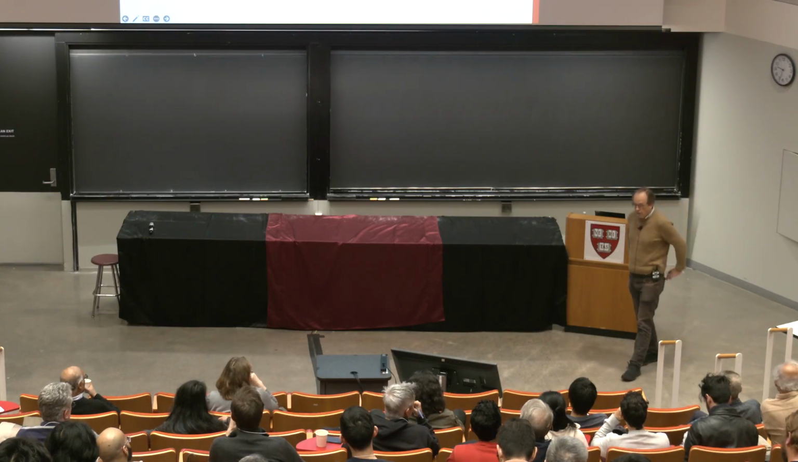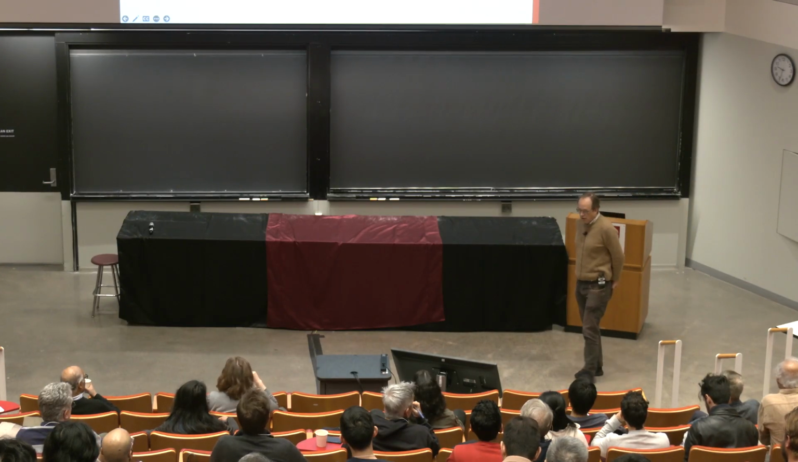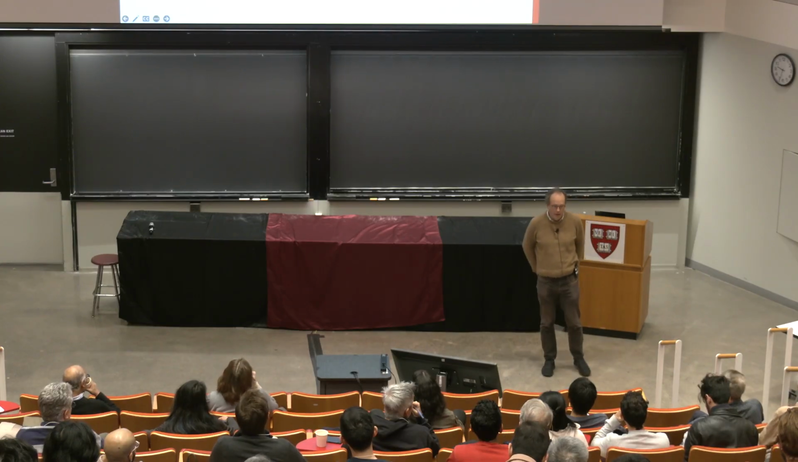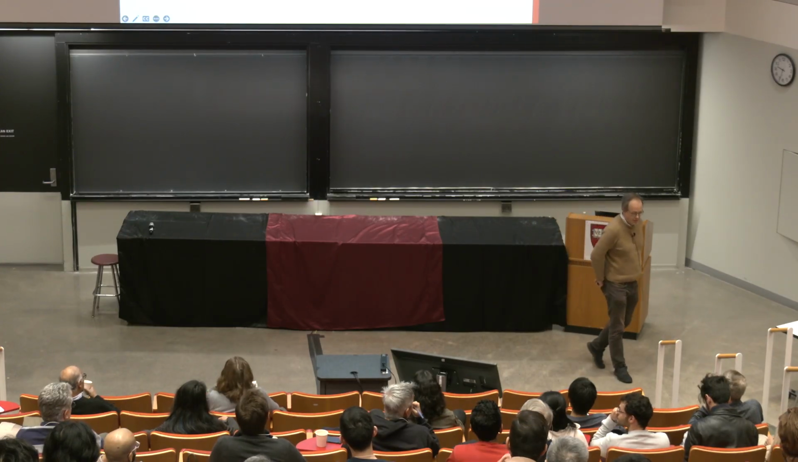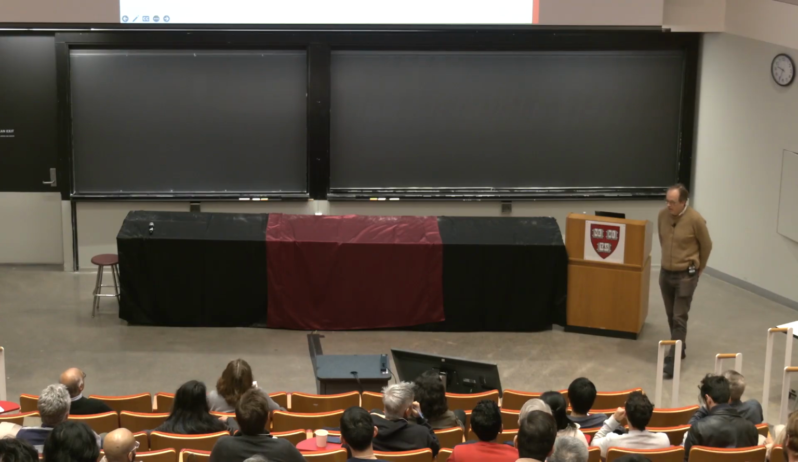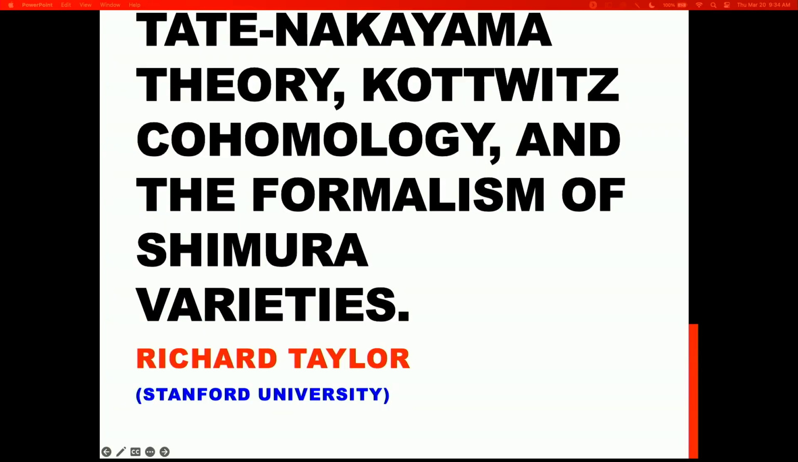So what I want to do this morning is start off by reminding you about the Tate-Nakayama theory of the cohomology of tori over number fields or local fields, explain how that was taken forward by Bob Kottwitz, one of John's students, and then at the end say just a word about one use of this theory.